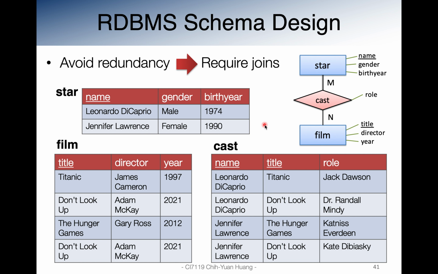So for example, like I mentioned before, if Jennifer Lawrence marries someone and changes her name, then you don't need to change the name everywhere. You just need to change the name here, and then for the cast table, you still use the star ID for the linkage, and you just need to change the information in one place, and then everything is done.